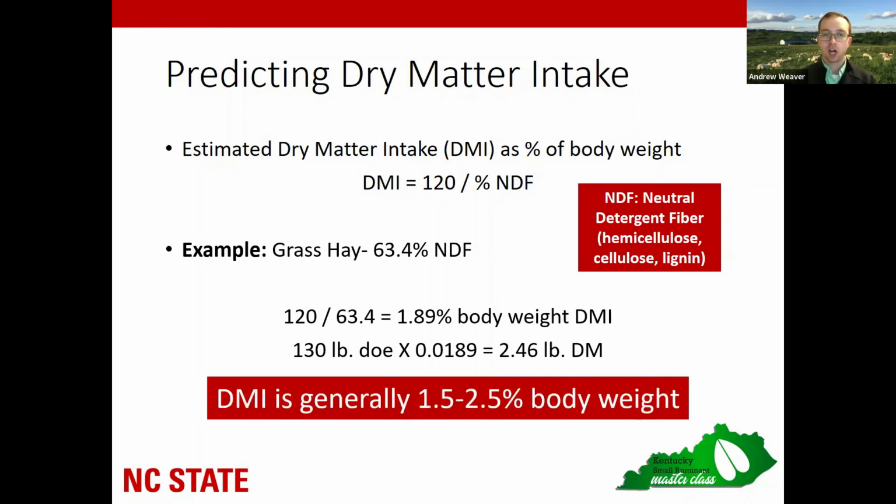In general, this dry matter intake is going to vary between about 1.5% to about 2.5% to 3% of the animal's body weight. So the higher the NDF, the higher the plant cell wall component, the lower the dry matter intake every day. Keep that in mind, and keep in mind that in general, it's going to fluctuate somewhere in this 1.5 to 2.5 range.